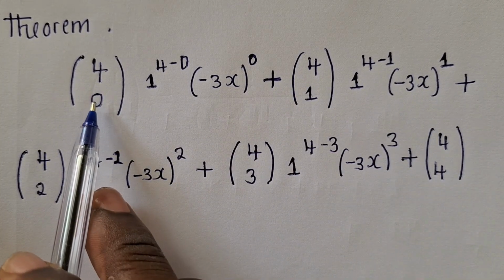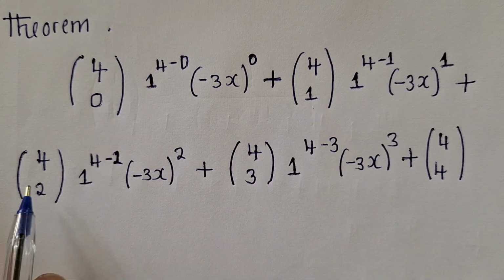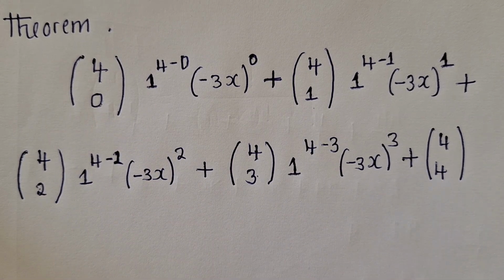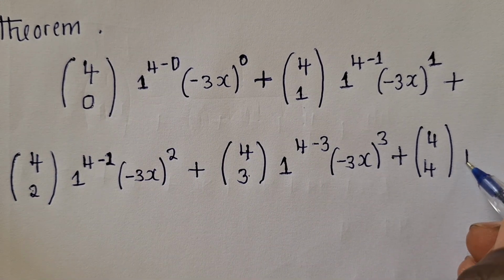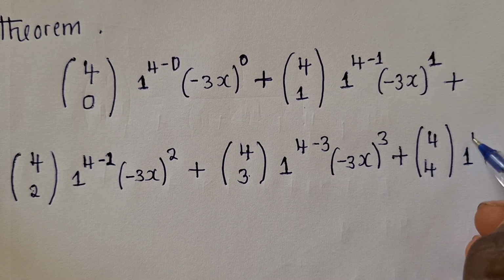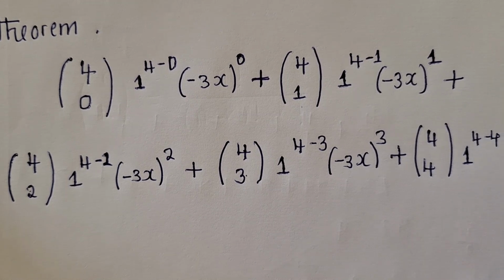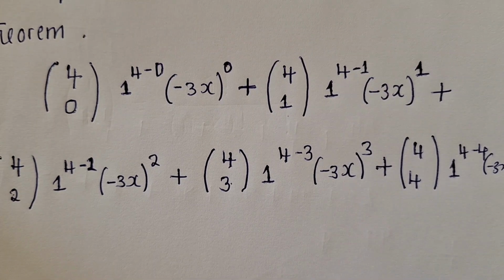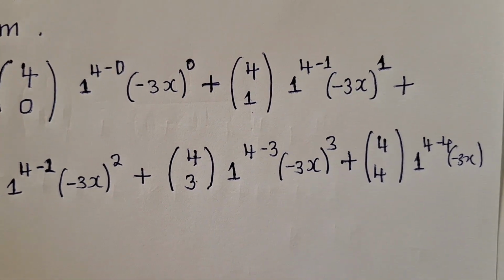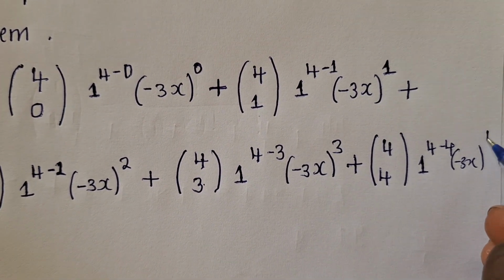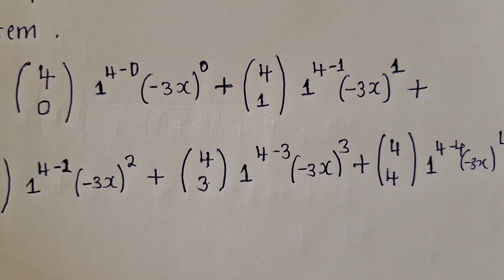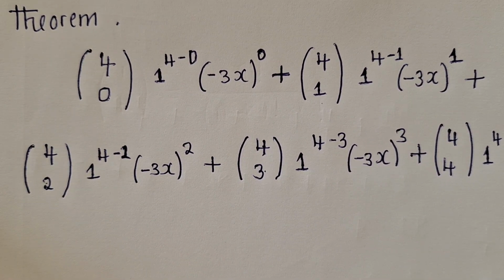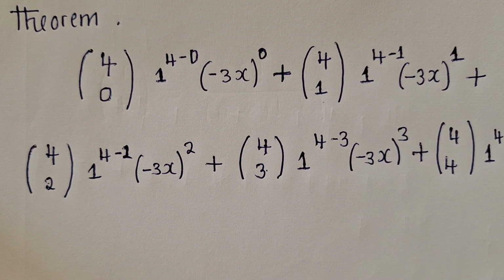But down here, we are moving from 0, 1, 2, 3, 4. So here it will be 1 power 4 minus 4. And then here, negative 3x power 4. I hope somebody is able to see negative 3x power 4. Okay, so this is where we are. We can now start simplifying.